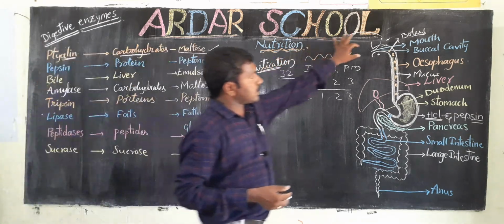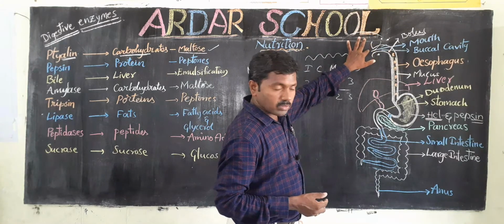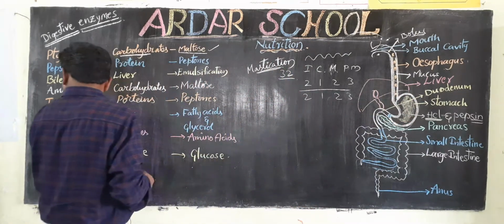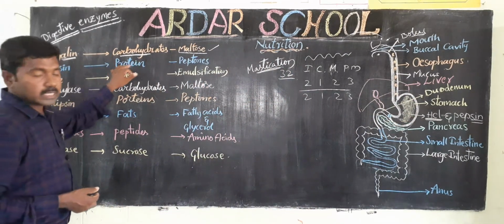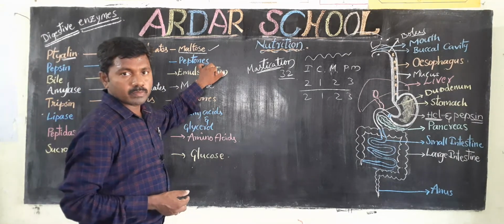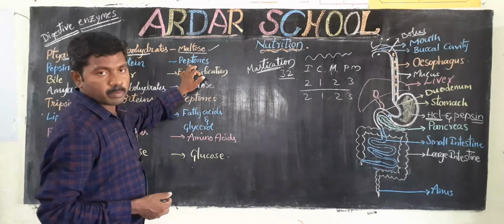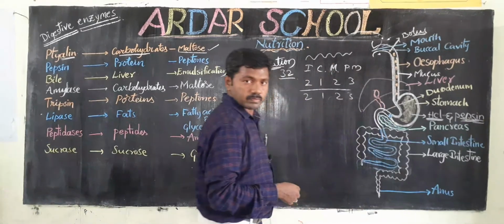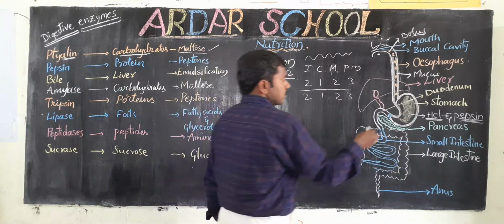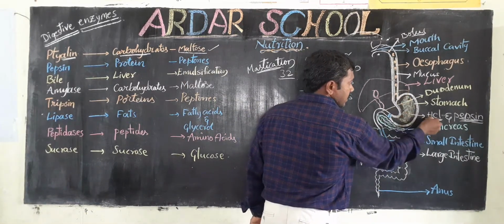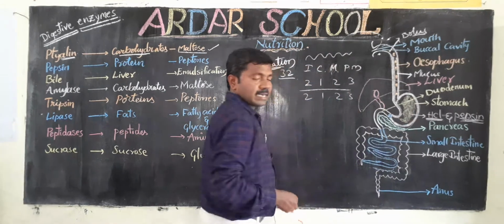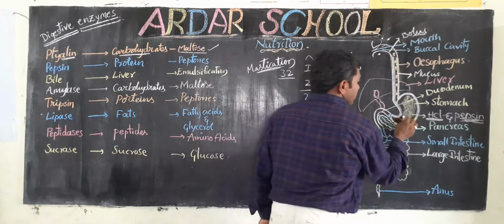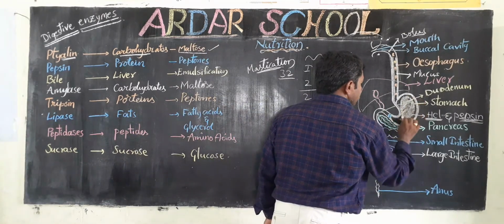So carbohydrates are digested in the mouth, but proteins are digested in the stomach. Here proteins are turned into peptones. That is the main function of pepsin. Okay children, when this food bolus is mixed with HCl, it is called chyme. What? Chyme. This is completely acidic in nature. This is called chyme.